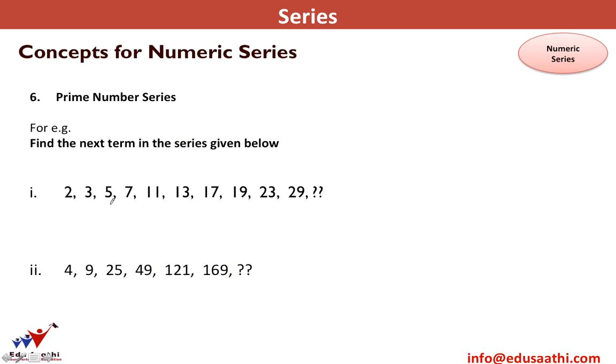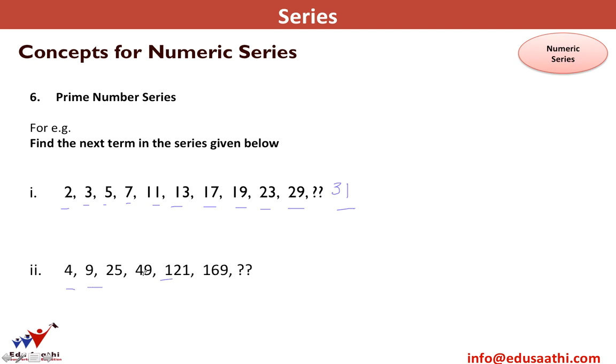A series of prime numbers could be like 2, 3, 5, 7, 11, 13, 17, 19, 23, 29. If you find out by pyramid rule or any rule which you apply, you will not be able to find out. The next term will definitely be 31, which is the next prime number.